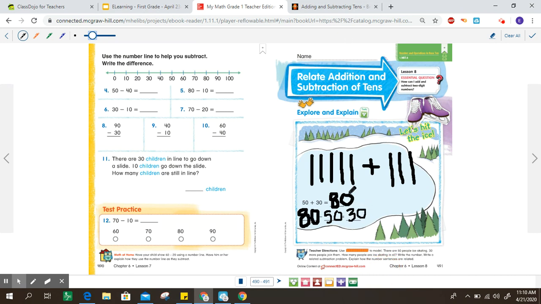Awesome. So now I have my addition sentence and I flip-flopped it and turned it into a subtraction sentence. This is very similar to when you have done fact families. It is just with subtracting and adding groups of 10. Okay?